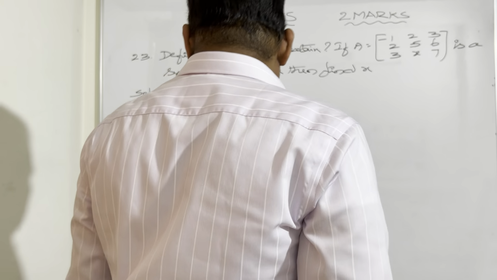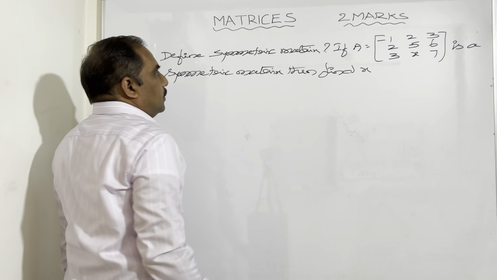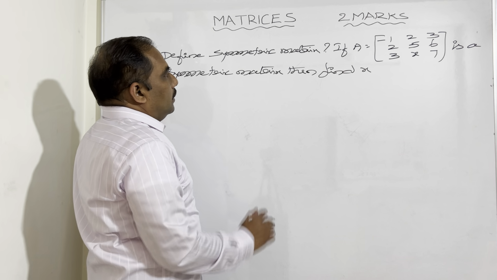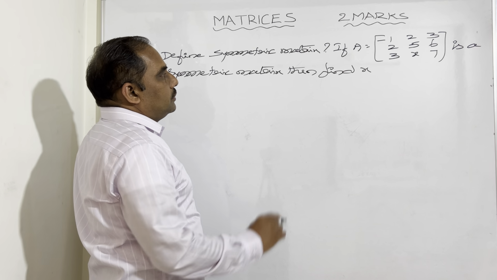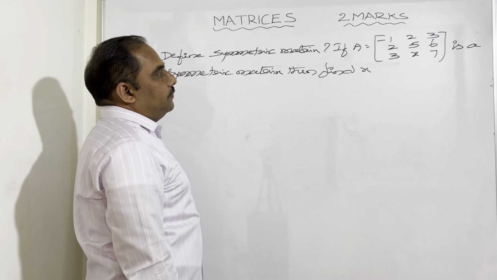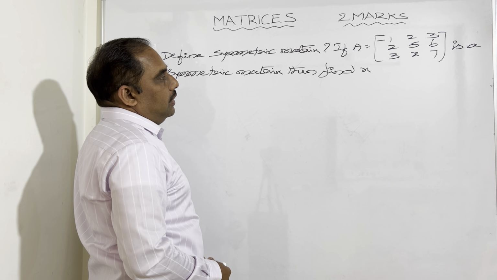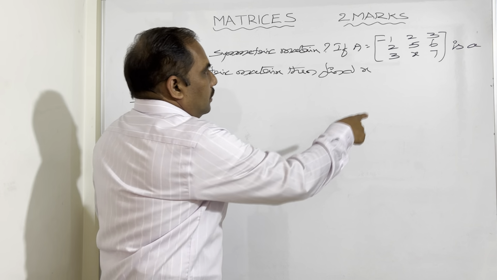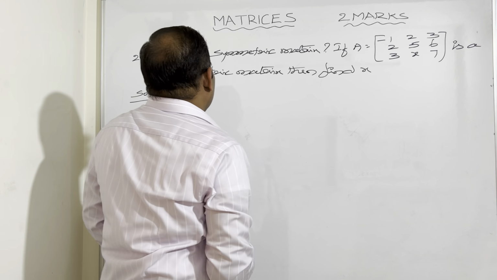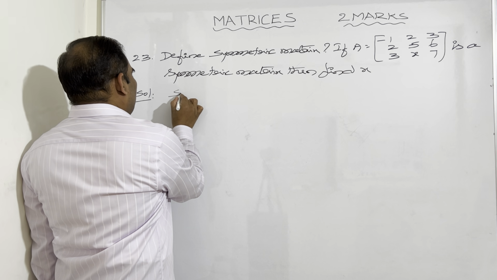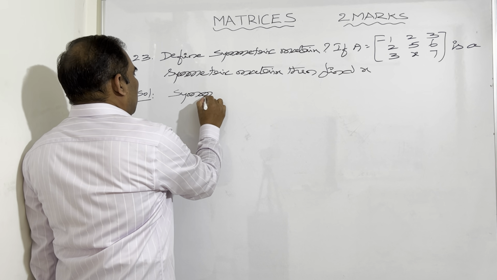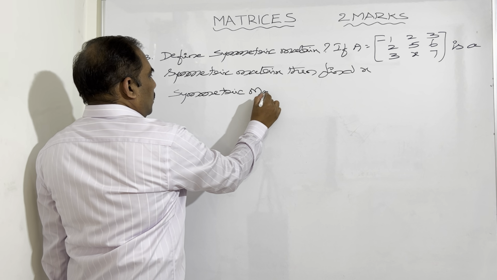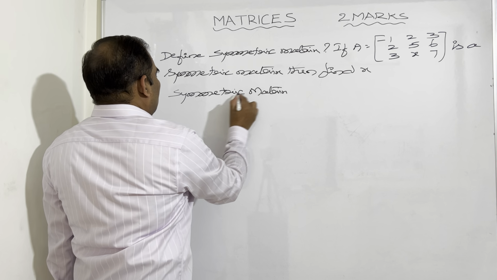The next question is: define symmetric matrix. If A is equal to [-1, 2, 3; 2, 5, 6; 3, x, 7] is a symmetric matrix, then find the value of x. Now here, I am writing the definition of the symmetric matrix. How can we define a symmetric matrix?